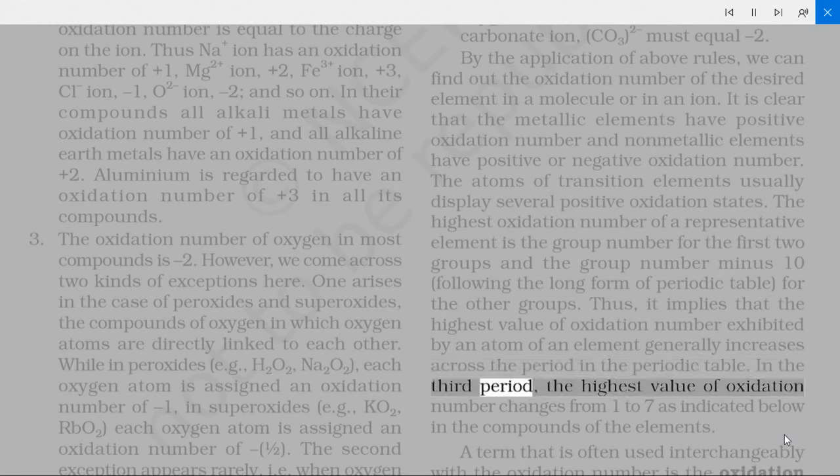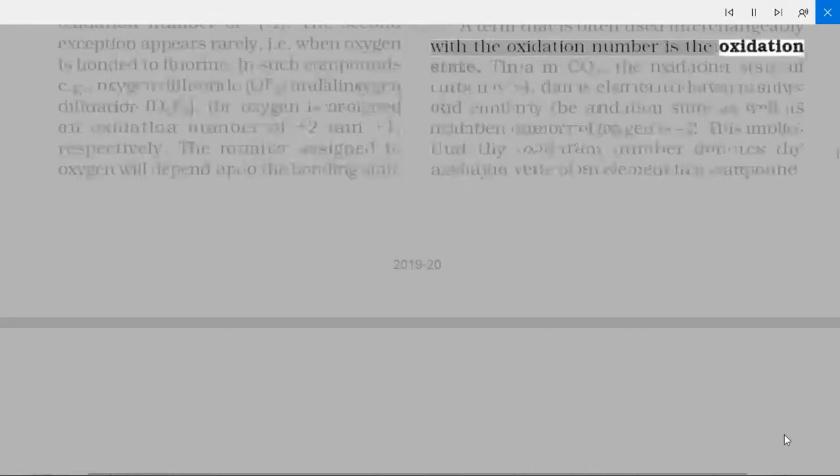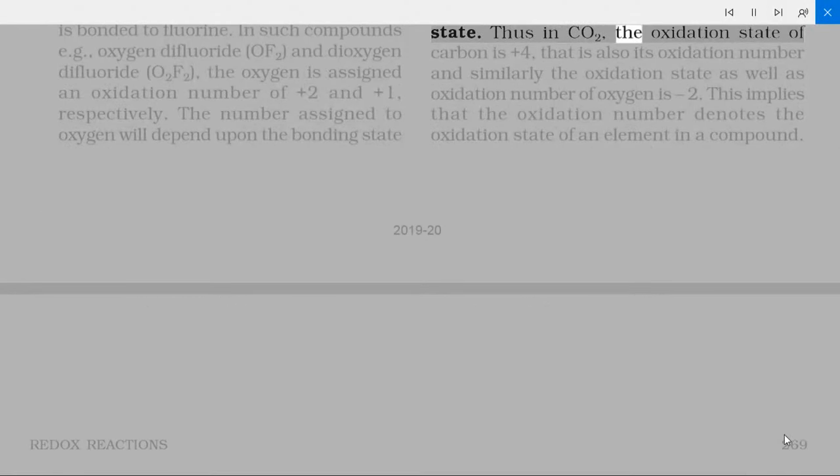In the third period, the highest value of oxidation number changes from +1 to +7, as indicated below in the compounds of the elements. A term that is often used interchangeably with the oxidation number is the oxidation state. Thus in CO2, the oxidation state of carbon is +4, that is also its oxidation number, and similarly the oxidation state as well as oxidation number of oxygen is -2. This implies that the oxidation number denotes the oxidation state of an element in a compound.